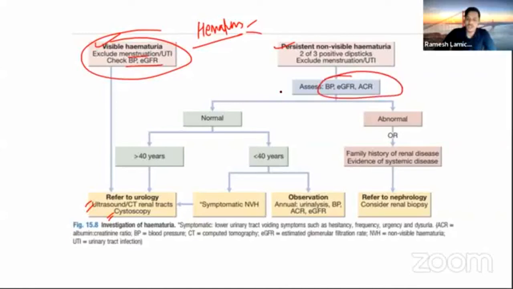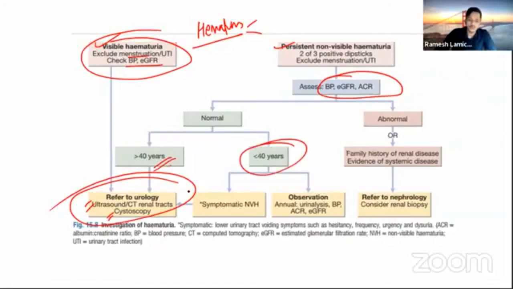So persistent non visible hematuria khetre, if the patient's BP is normal and the albumin creatinine ratio is normal, so more than 50 years of age you have to think about bladder cancer or any cancer of the urinary tract, right? Or if it is less than 40 years, so you think if the patient is not symptomatic, not that severe, so you do the annual urine analysis and the patient goes home.